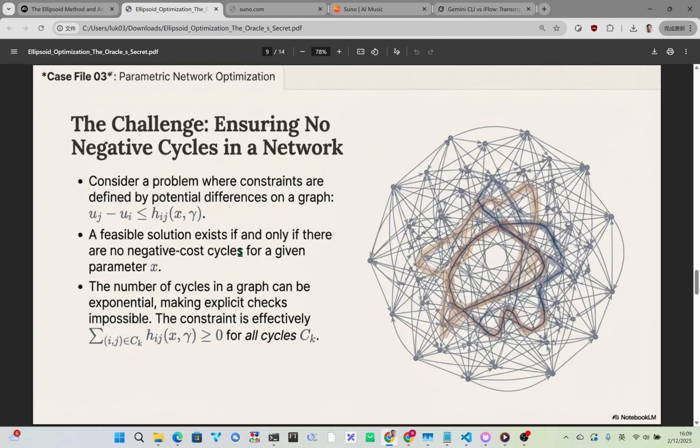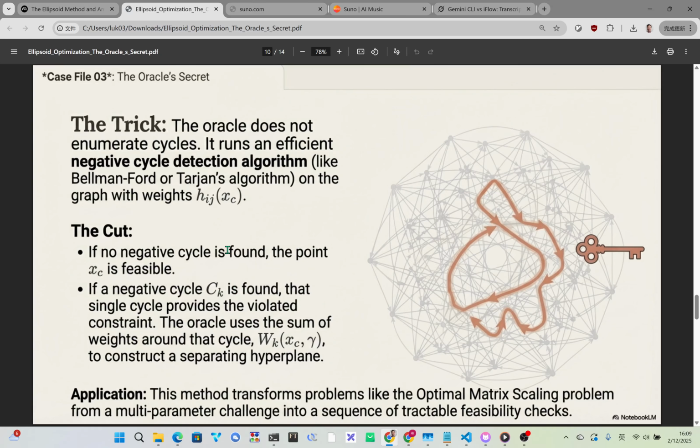It delegates. The Oracle just runs an existing, very efficient negative cycle detection algorithm, something like Bellman-Ford, on the network. It doesn't try to invent a new way to solve the problem. It just leverages known graph theory. Exactly. And if that Bellman-Ford algorithm finds a path where the costs just keep spiraling downward, that path is the violated constraint.